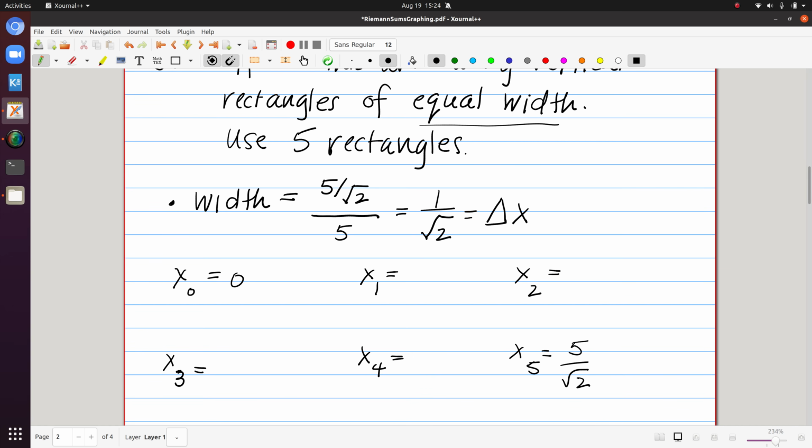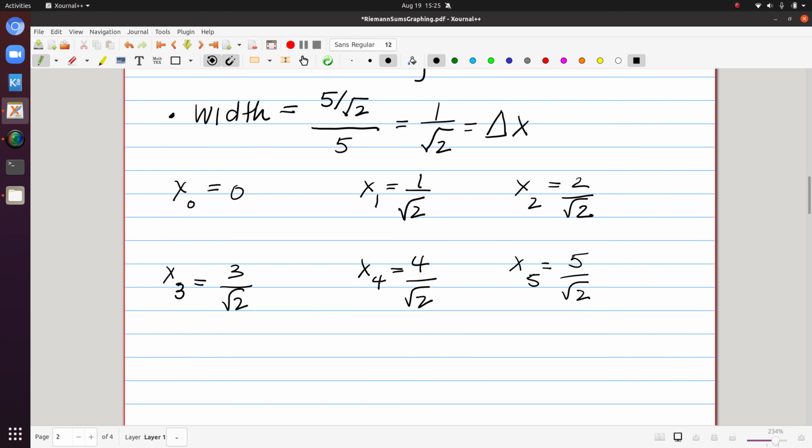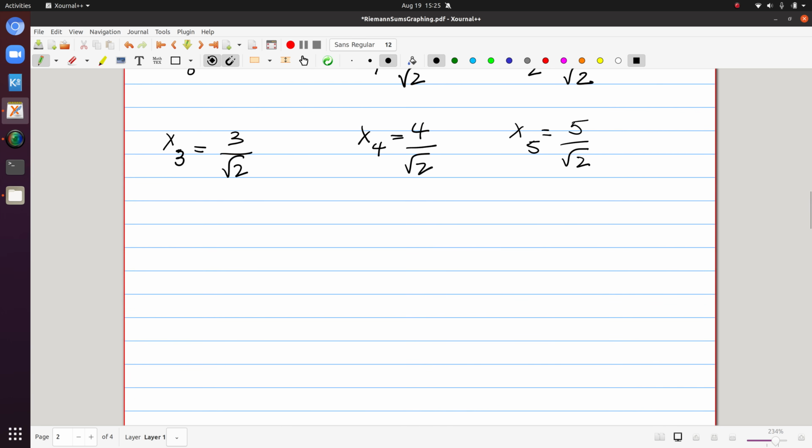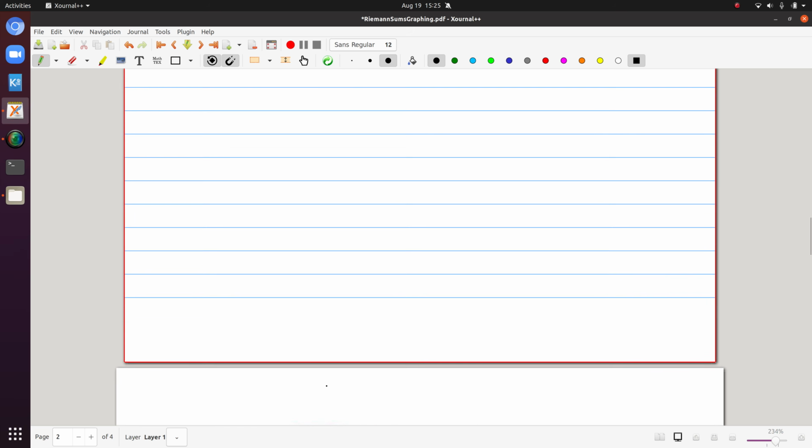Now, to find the values in between, I take advantage of my knowledge of delta x. The distance between x0 and x1 should be delta x, so I know that this is 1 over square root of 2. The distance between x1 and x2 should likewise be delta x, so that would make this 2 over square root of 2. And I can continue this to fill in these values. So we should always be able to exactly figure out each of these xk's, knowing delta x and the endpoints of our interval.